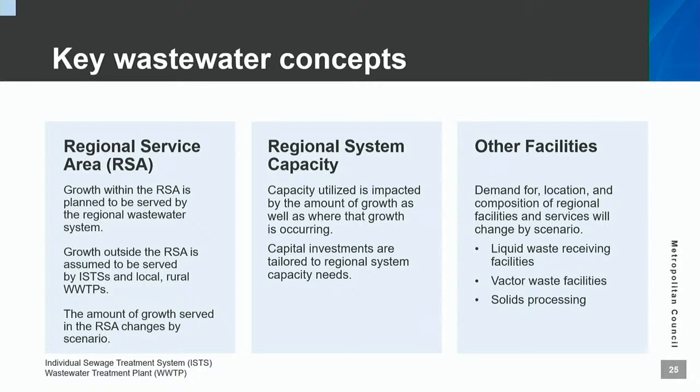Looking at our regional system, capacity utilized is impacted not only by the amount of growth, but where that growth is occurring. And then our capital investments are tailored to our regional system capacity needs. The third category we're looking at today is other facilities. These are regional facilities, something like liquid waste receiving or solids processing. So the demand for the location and the composition of those regional services will change depending on the scenario.